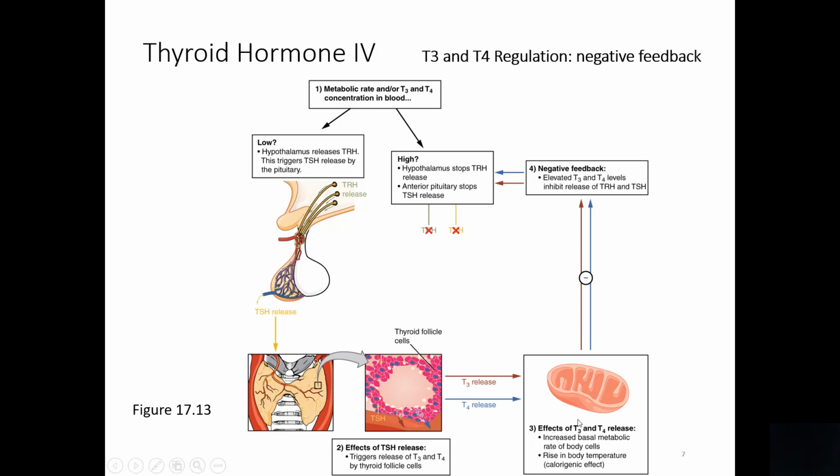What happens if the level of T3 and T4 is too high? We don't need that either. Then elevated T3 and T4 levels go to our hypothalamus, and hypothalamus stops or slows down production of thyrotropin releasing hormone. As a consequence, production of thyroid-stimulating hormone in the anterior pituitary stops, and thyroid gland slows down its production of T3 and T4. And that is your negative feedback mechanism of regulation.